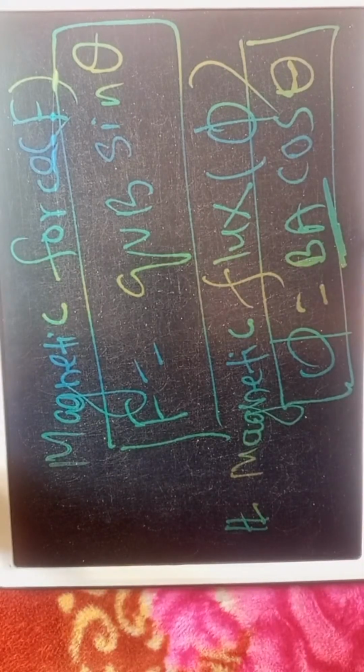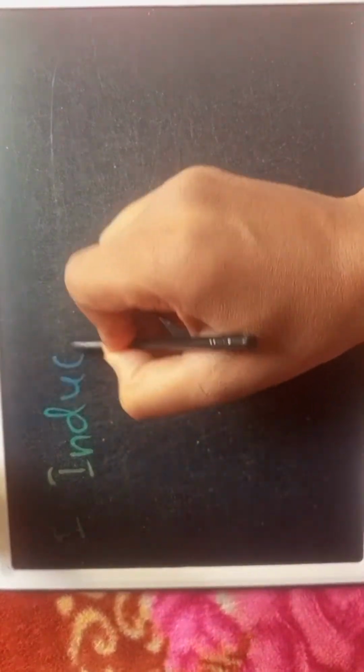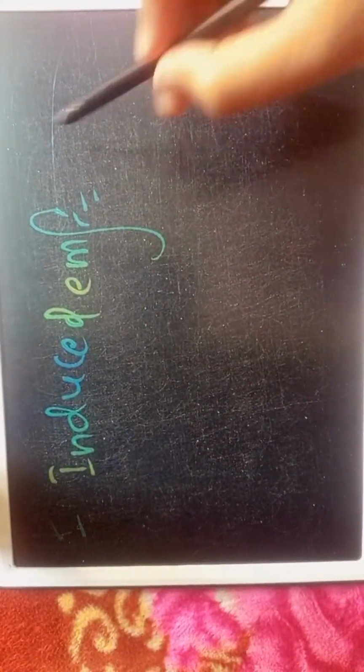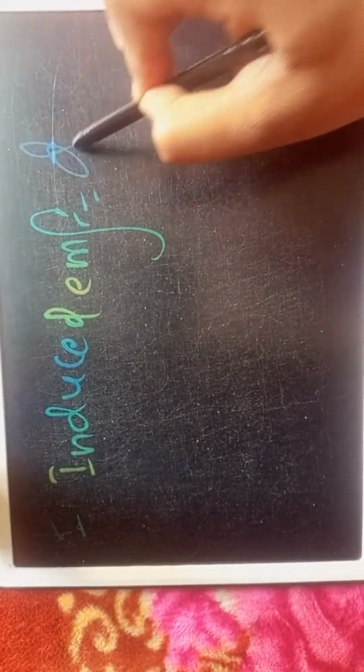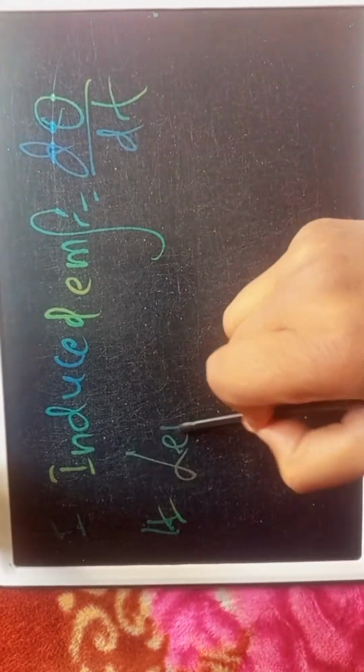Another formula is induced EMF. The induced EMF is d theta by dt. This is the formula of induced EMF. Another formula: induced EMF is equal to d phi by dt.